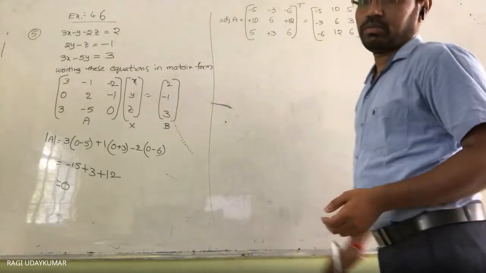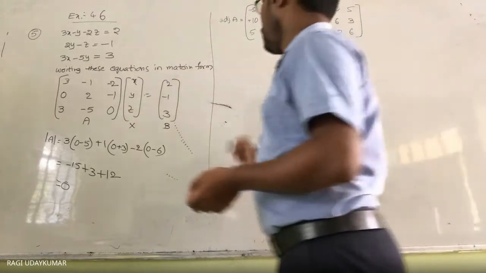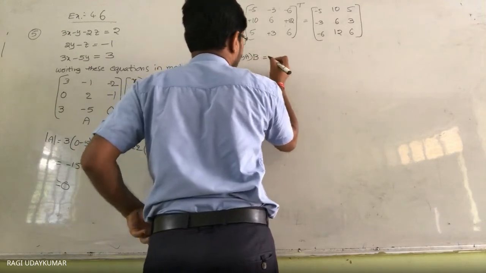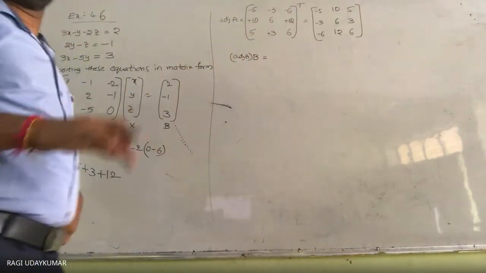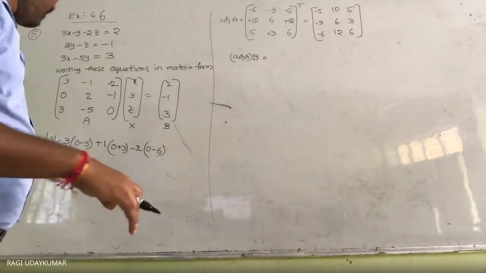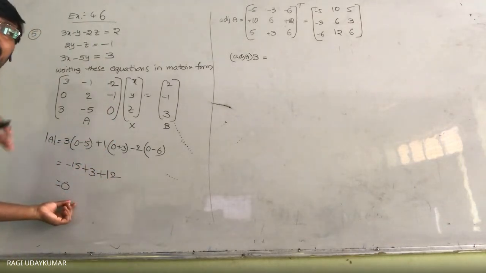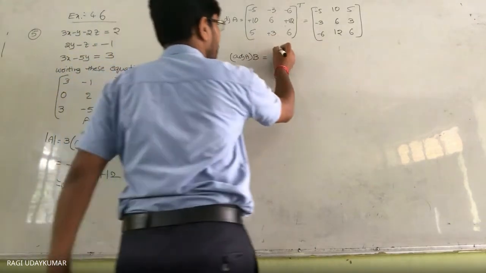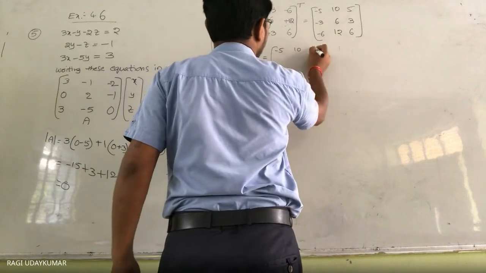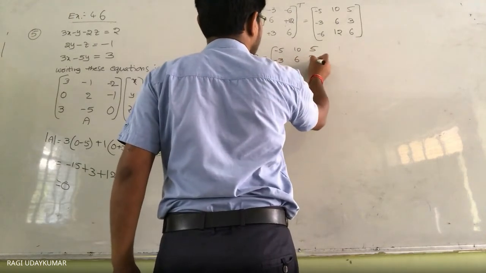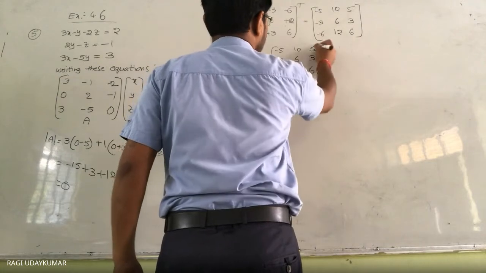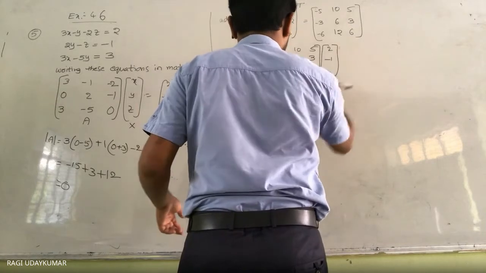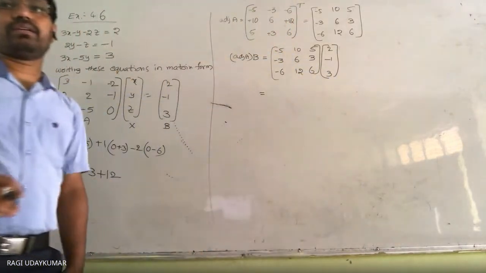Now what to do? Find the adjoint of A into B, to check whether they are consistent or not. It is a singular matrix, and whenever it is singular, the adjoint of A we compulsorily need to find. So the adjoint of A is minus 5, 10, 5; minus 3, 6, 3; minus 6, 12, 6, into B. The B matrix is 2, minus 1, 3. This is what we need to get here.